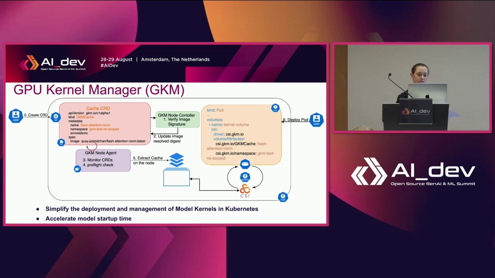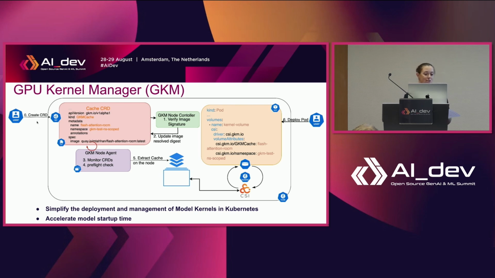And the ultimate goal for us really is just to make sure that we're accelerating the model startup times. And it's just like any other Kubernetes operator. It has CRDs, it has a controller, it has a daemon set, which is a node agent, let's say, and it has a CSI driver, a container storage interface driver. And we'll walk through an example now of how things generally work.